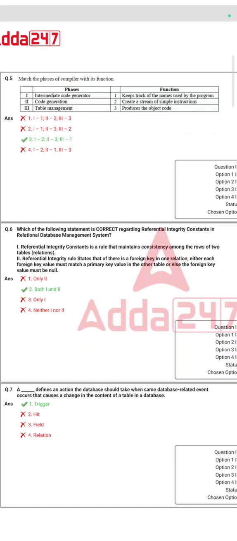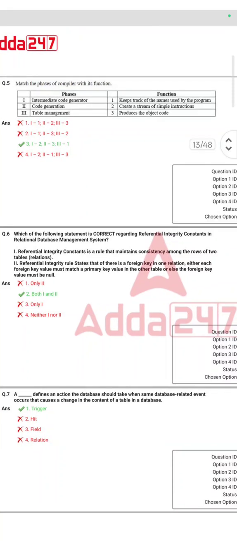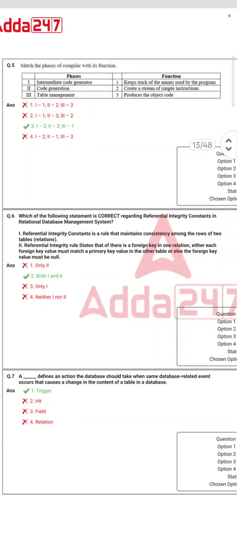Referential integrity rule states that the foreign key in one relation, either each foreign key value must match a primary key value in the other table, or else the foreign key value must be null.